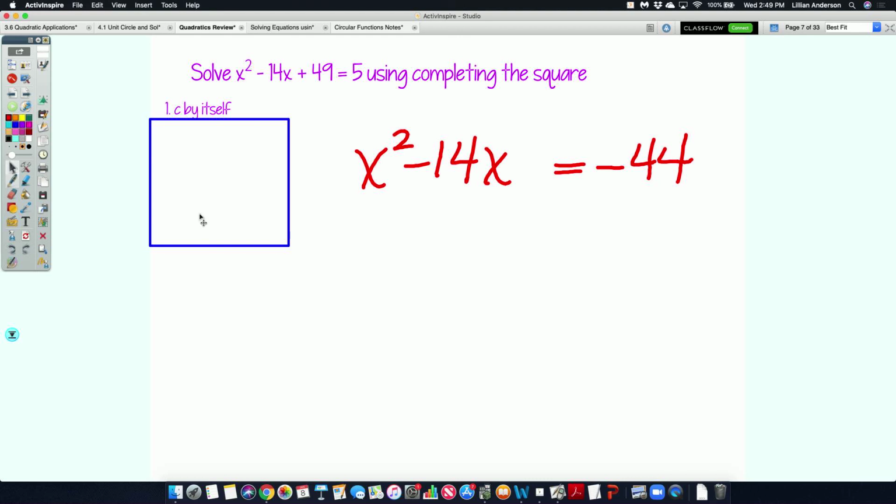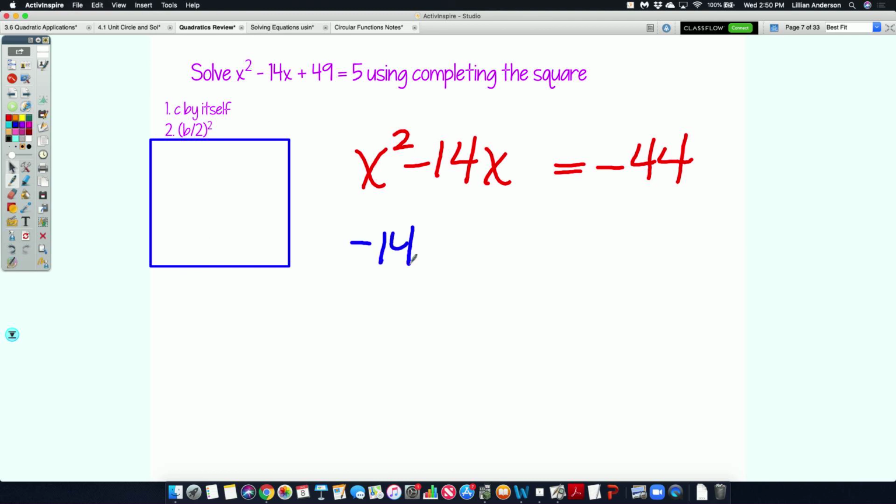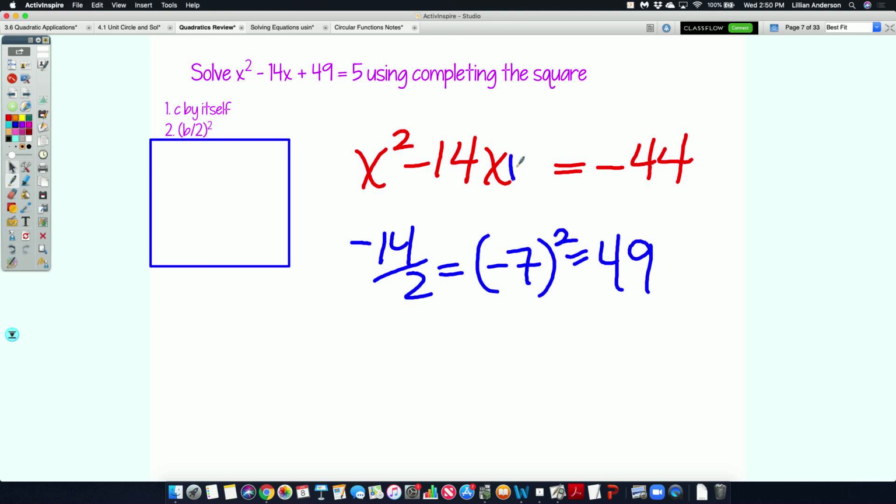Okay? So then from there, that's when you can now complete the square by doing what? Dividing b by 2, then squaring it, and then adding it to both sides. So we take half of negative 14, which is -7, and then we square it, and that is 49. So we add 49 to both sides.